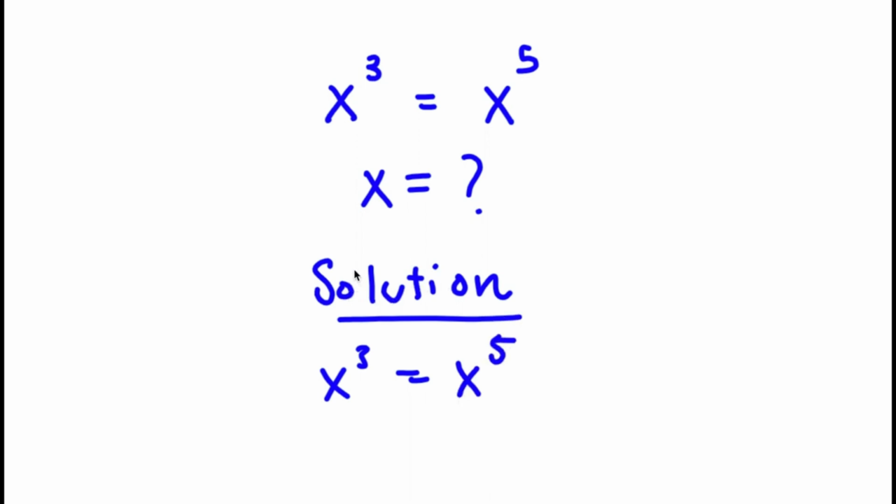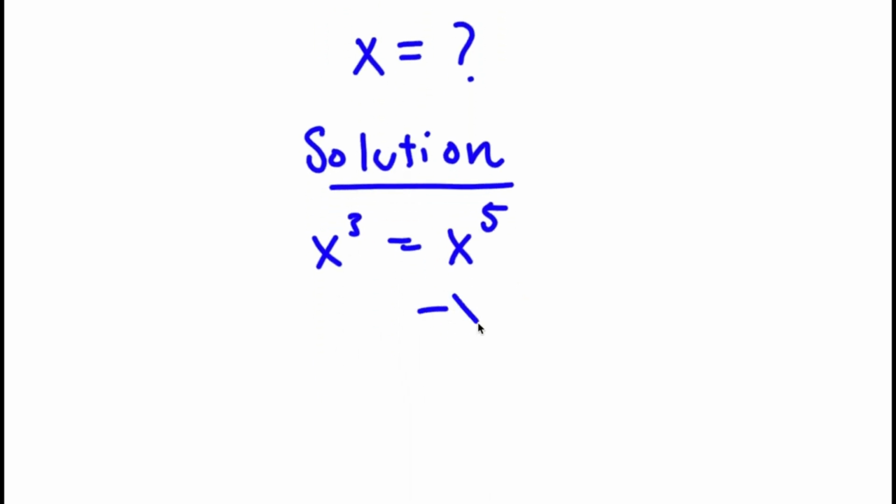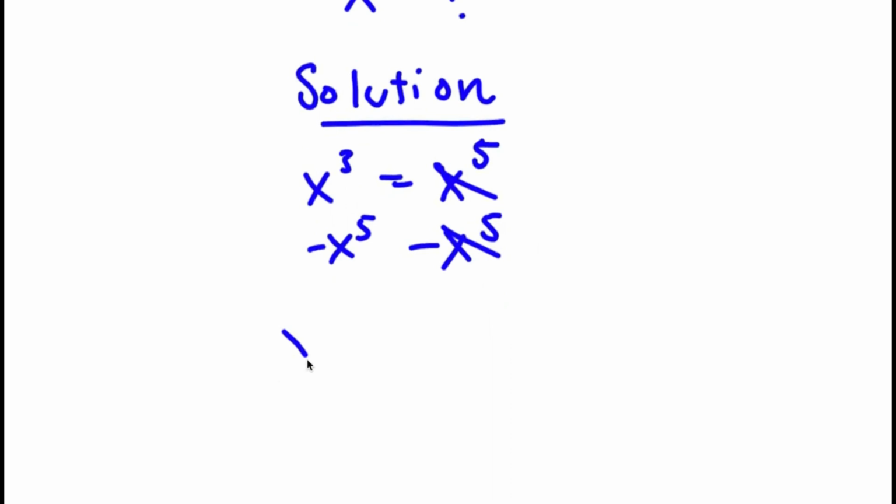Now, I'm going to subtract x to the power of 5 on both sides. So now these two are going to cancel out. Now I'll be left with x to the power of 3 minus x to the power of 5 is equal to 0.